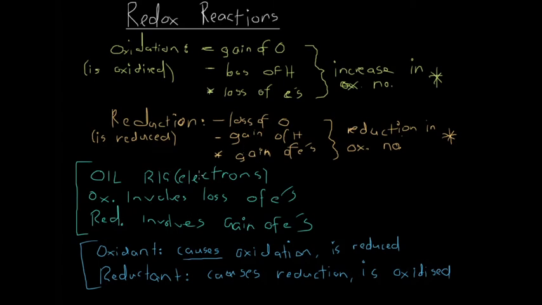And lastly, we need to remember that the oxidant causes oxidation. That's very key. The oxidant in a reaction will cause something else to be oxidized, while it itself will be reduced. And in the same way, the reductant causes reduction in a reaction, but it is itself oxidized. We're going to do an example in another video. We'll go through a redox reaction and try to identify the oxidant and the reductant.